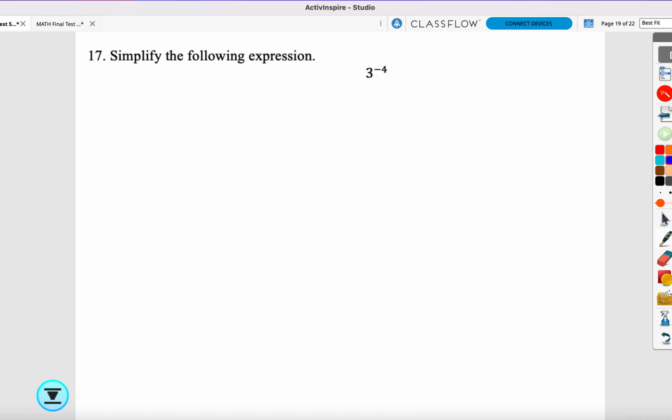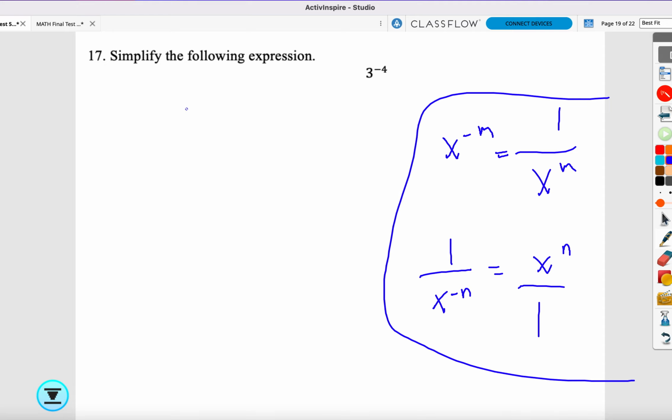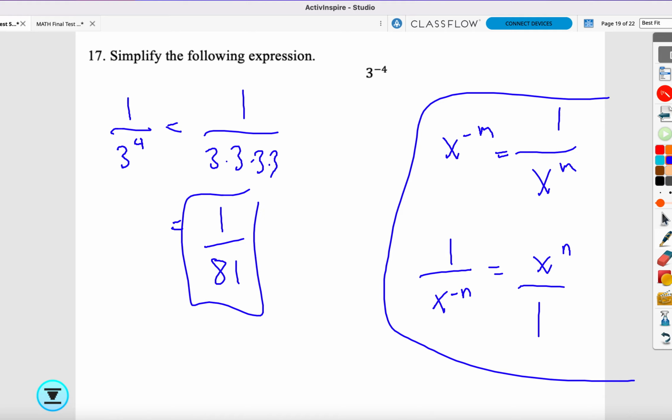3 to the negative 4. We do not like a negative exponent, so whenever we have a negative exponent, x to the negative m, you just move it to the bottom of the fraction and it becomes positive. If you have a negative exponent on the bottom, you just move it to the top and you're done. And it becomes positive. So this is the rule. So 3 to the negative 4 is pretty much 1 over 3 to the 4th, which is just 1 over 3 times 3 times 3 times 3, which is just 1 over 81. And we're done.